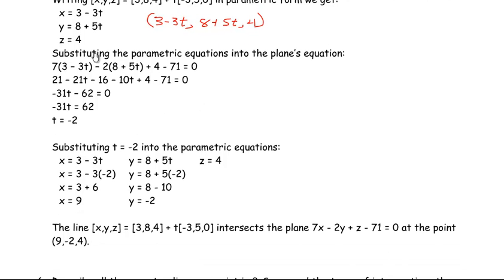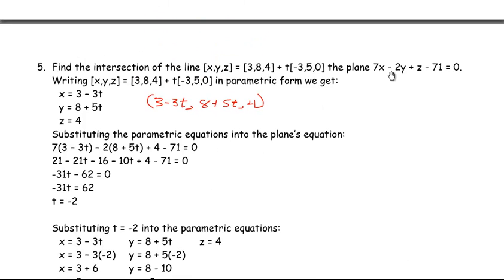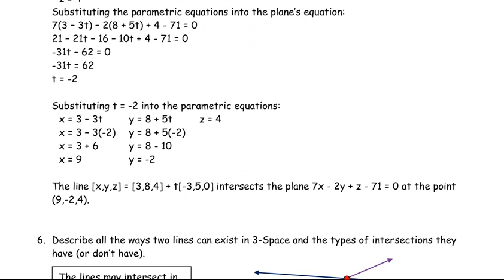So we find that point by substituting negative 2 into the parametric equations. x equals 3 minus 3t, so I'm going to put negative 2 here. That'll end up being a plus 6, so 3 plus 6 is 9, so the x coordinate's 9. And then y equals 8 plus 5t, and we'll put the negative 2 here. That's negative 10, so 8 minus 10 is negative 2, and of course z is 4. So that point, 9, negative 2, 4, should be on this plane.